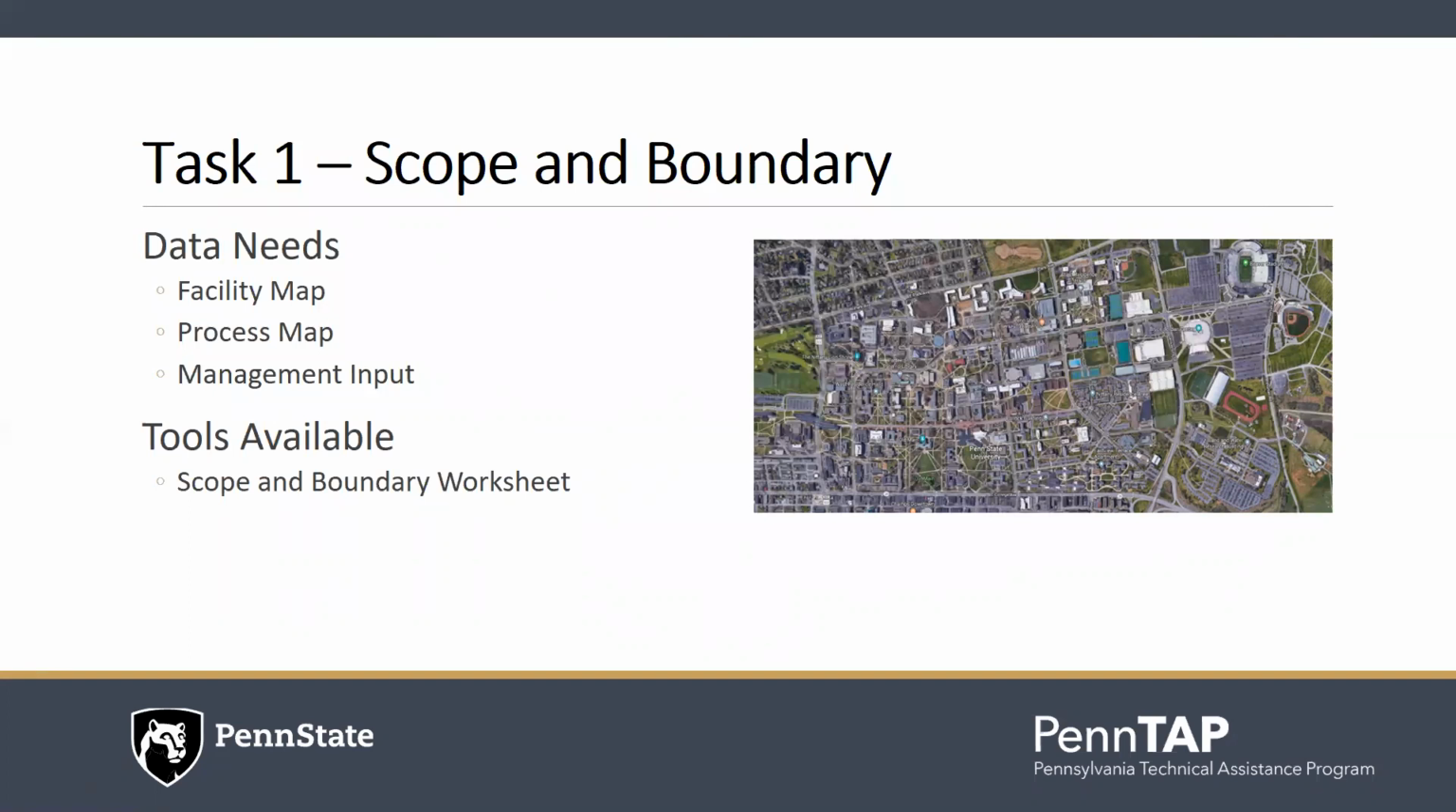Next, you'll also want to include a process map. So I'm thinking of a map that shows every section of your building with the process equipment included. And that'll help you visualize any distinct separate processes at the site.